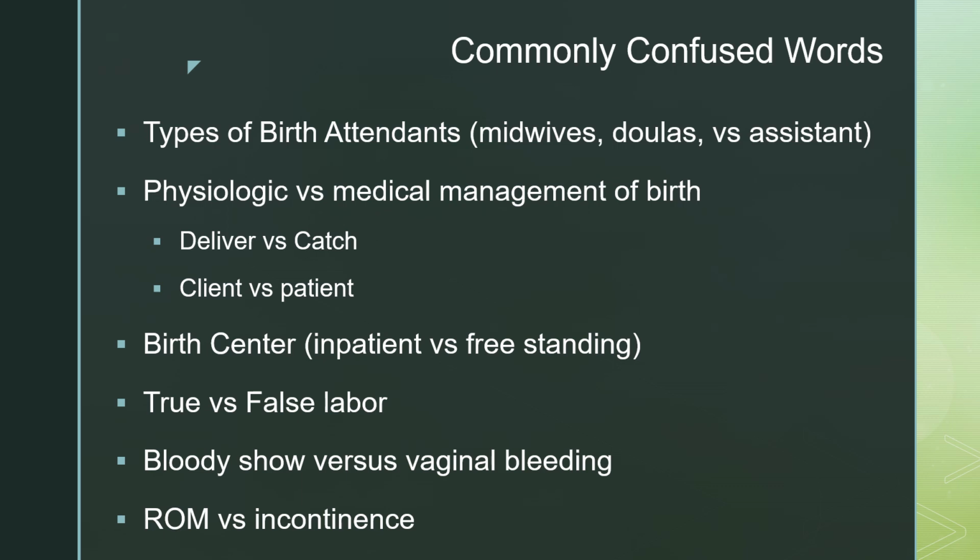Bloody show versus vaginal bleeding. Those are really important things as a midwife. Vaginal bleeding is bright red, period-like bleeding, and you worry about the placenta with that, versus bloody show, which is more mucousy. It's a reassuring sign. That means that the cervix is opening and softening for the labor process.